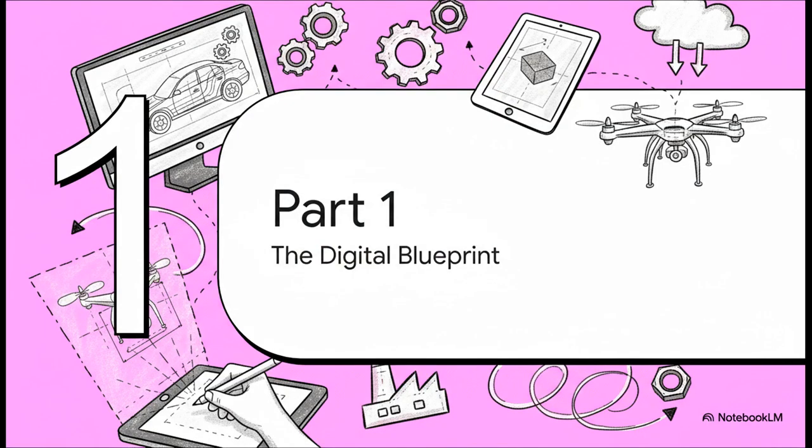Every single physical product starts its life as a ghost. It's just an idea, a concept. But before even one piece of metal gets bent or one piece of plastic is molded, that ghost has to be given a real form. So welcome to part 1, the digital blueprint. This is where ideas get hammered into reality, all inside the memory of a machine.